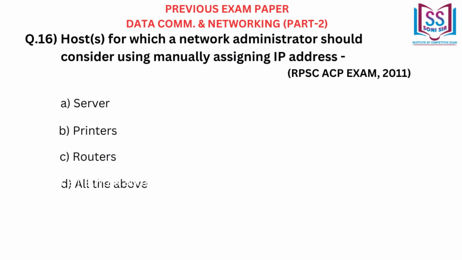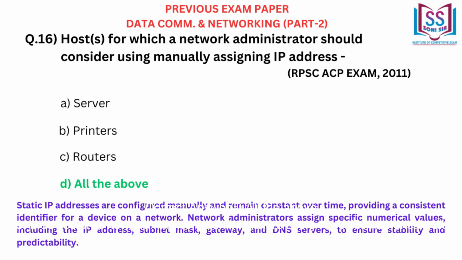Hosts for which a network administrator should consider manually assigning an IP address: A. Servers. B. Printers. C. Routers. D. All the above. Correct answer D. All the above. Static IP addresses are configured manually and remain constant over time, providing a consistent identifier for a device on a network. Network administrators assign specific numerical values, including the IP address, subnet mask, gateway, and DNS servers, to ensure stability and predictability.